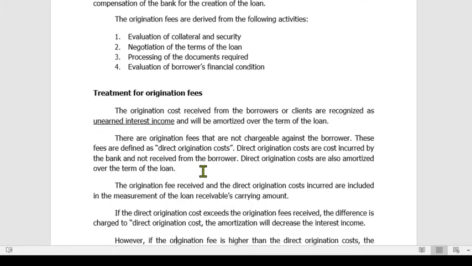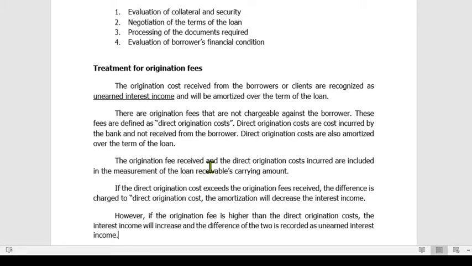Okay? Next. The origination fee received and the direct origination costs incurred are included in the measurement of the loan receivable's carrying amount. We have identified kanina na yung initial measurement ng loan receivable is the fair value plus the transaction cost. Fair value plus the transaction cost. Yung fair value na tinutukoy doon, sir, paano ma-identify yung fair value ng isang loan receivable? The fair value of a loan receivable is its transaction price. Kung ano ang nandoon sa loan agreement, ay yun na yun.